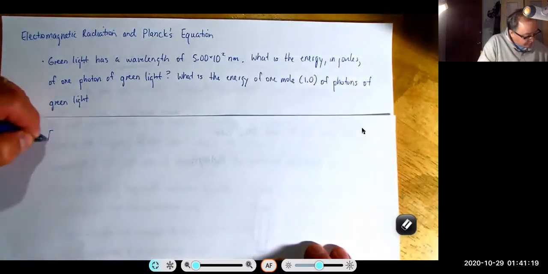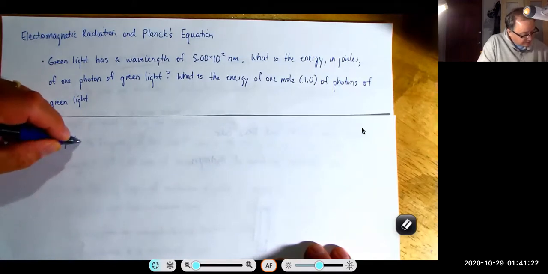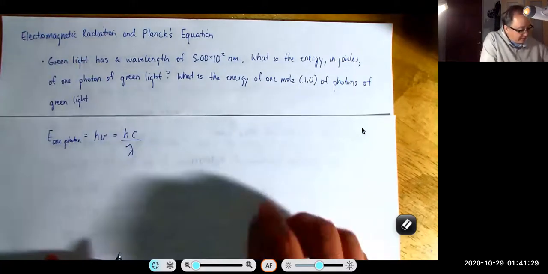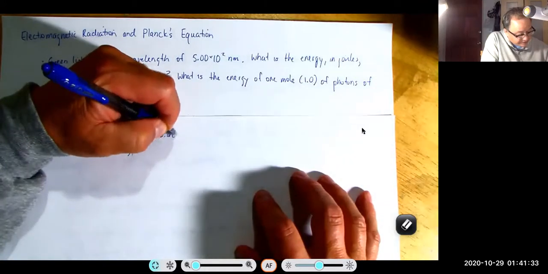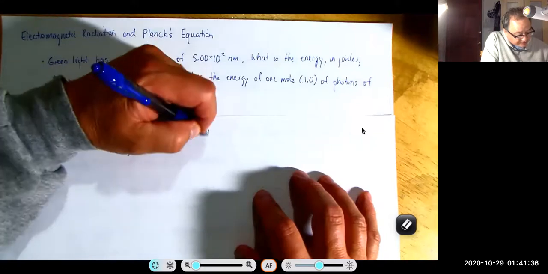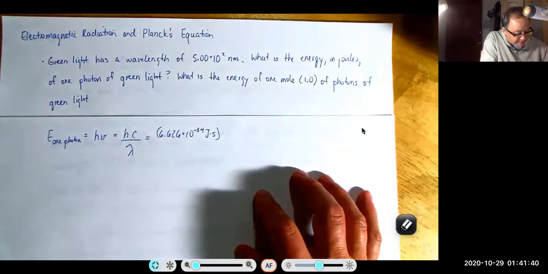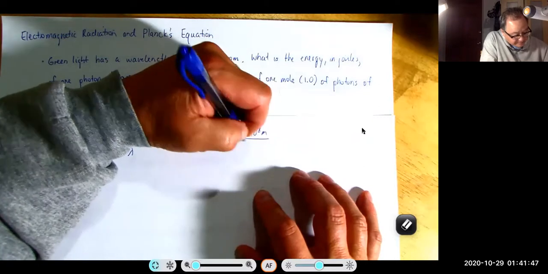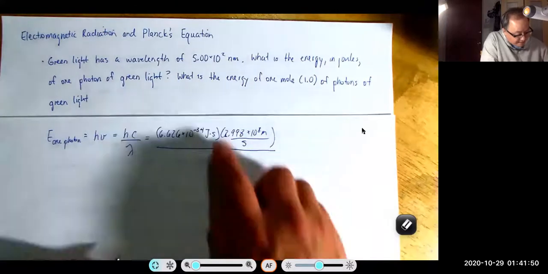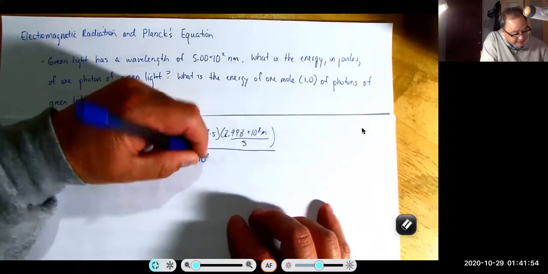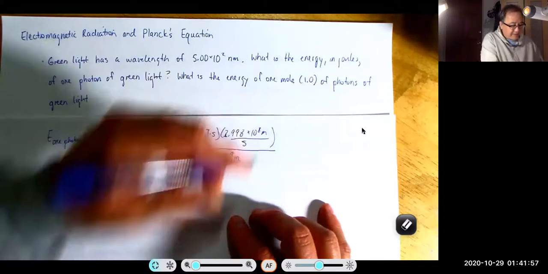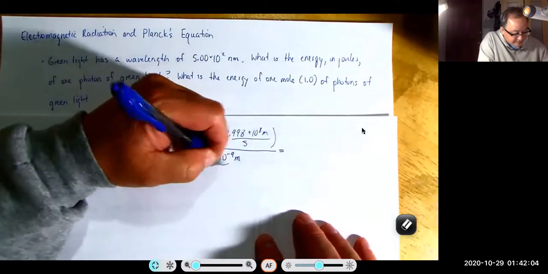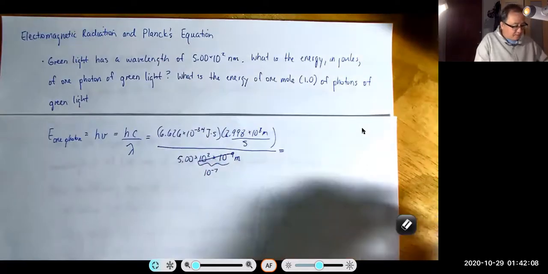So the energy of 1 photon is equal to h nu, which is also hc over lambda. And here we're going to plug in 6.626 times 10 to the minus 34 joule seconds. That's Planck's constant. Speed of light is 2.998 times 10 to the 8th meters per second. And then lambda, we have 5.00 times 10 squared times 10 to the minus 9 meters, because nano means 10 to the minus 9. So here, if I clean this up, this is going to be 10 to the minus 7, and I'll cross those out.